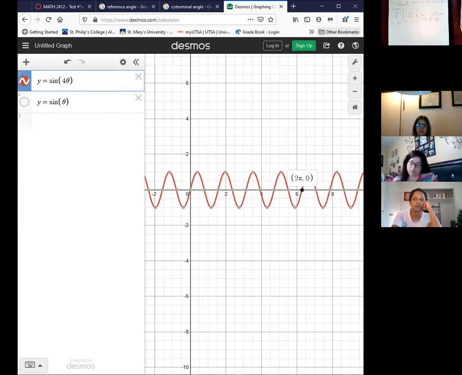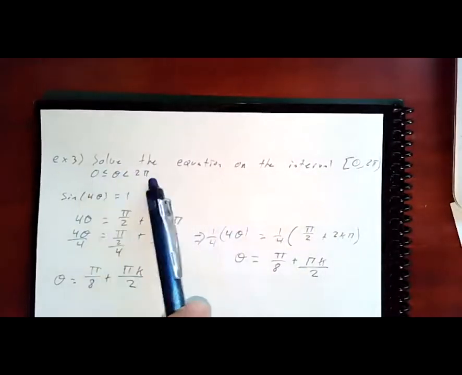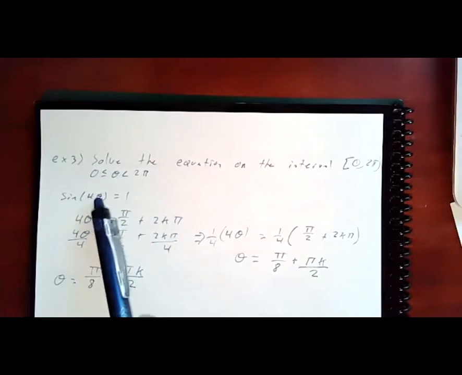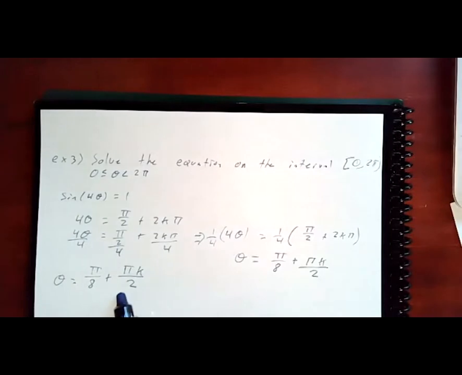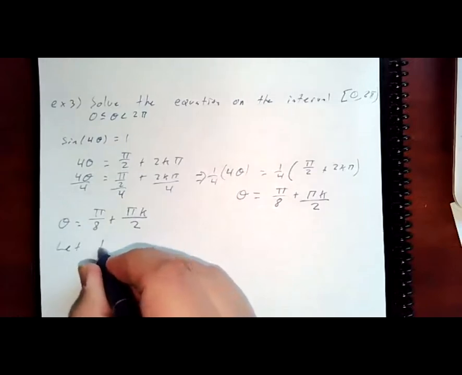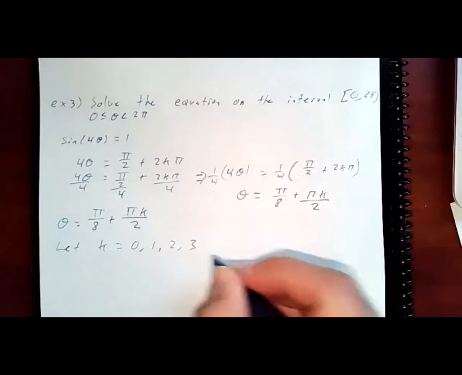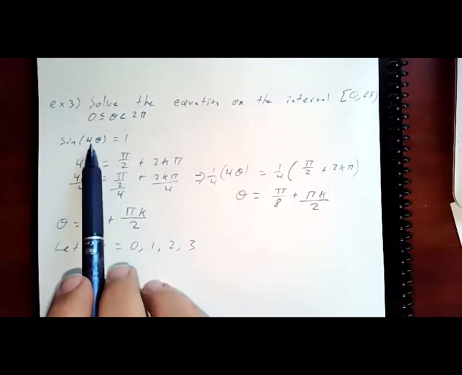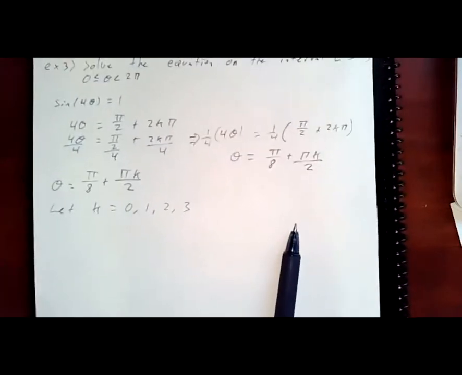So look at our question again. It said solve the equation on this interval from 0 to 2 pi. But since this repeats itself many times within this range, we're going to have many solutions. So what you're going to do is let k equal 0, 1, 2, 3. It's always going to be 1 less than whatever is inside here. So it's a 4, so we'll go up to 3. Okay, 0 would obviously be just pi over 8. So let's go through it.